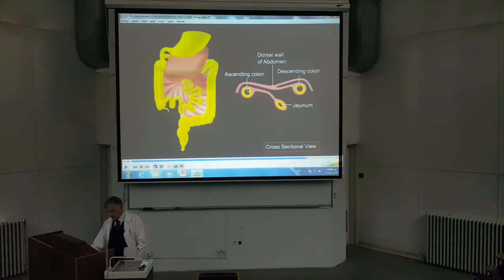Now, we know that the ascending colon and the descending colon now are retroperitoneal, but to start with, they have mesentery, and this is going to disappear.